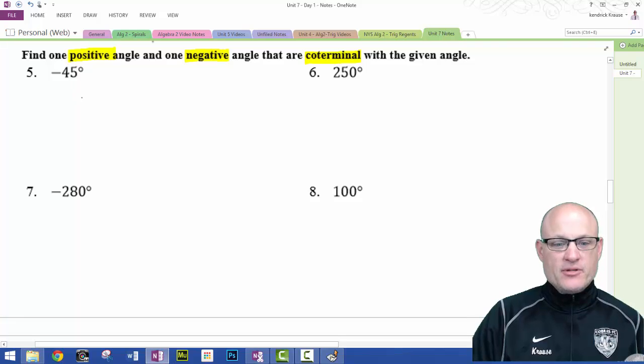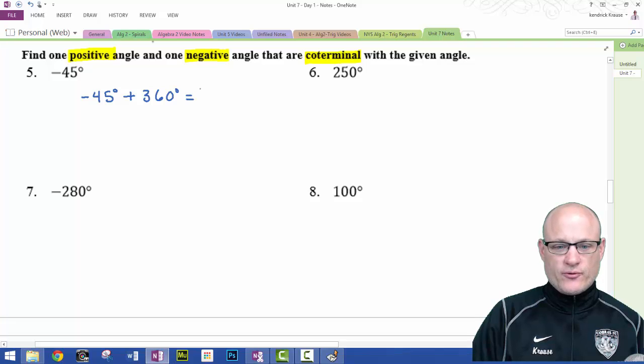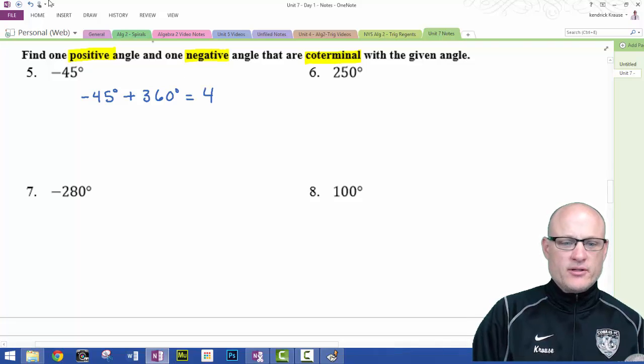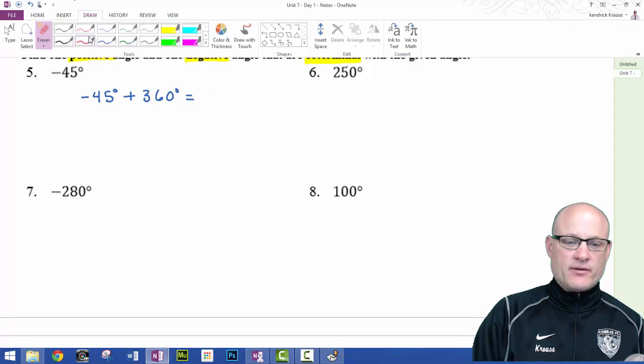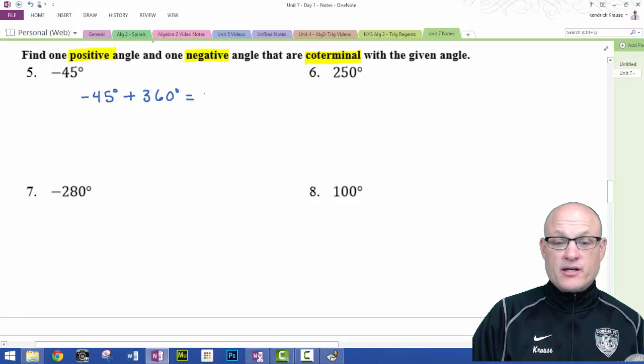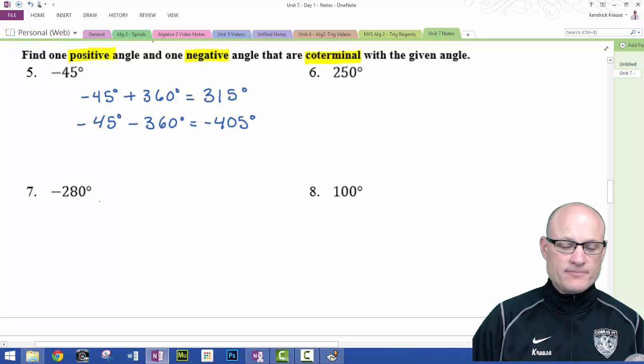And now you're back. So, here's the math. Negative 45 degrees plus 360 is equal to 405 degrees. No! What am I doing? Going the wrong way. Let's go back. This would be 315 degrees. Then we'll take negative 45 and we'll subtract off 360 degrees, and we will get negative 405 degrees. All right, that's done.